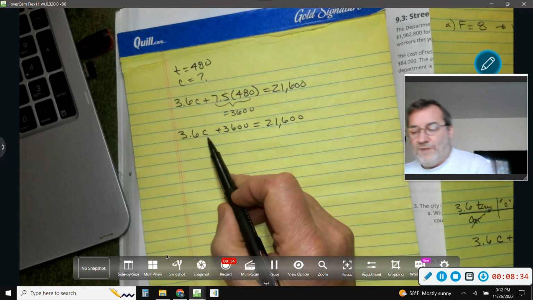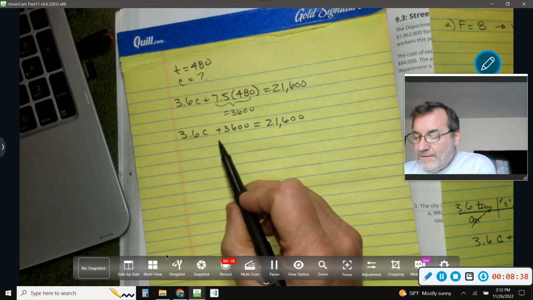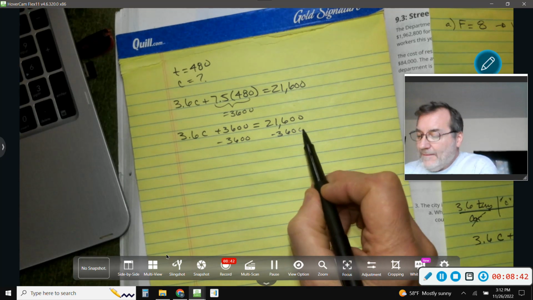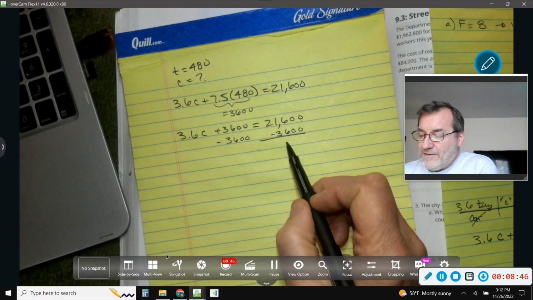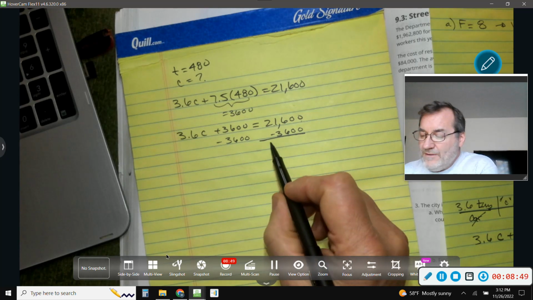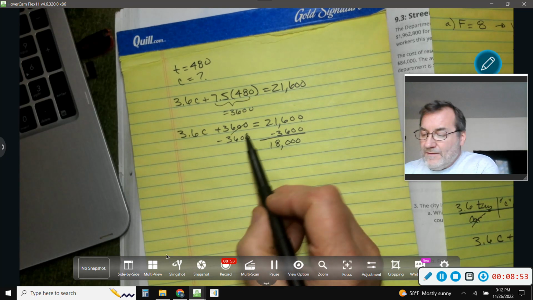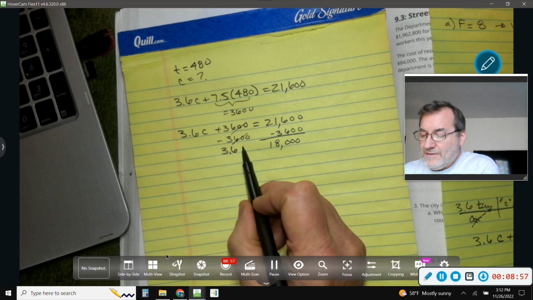Again, I'm trying to solve for C, so I first have to get rid of the stuff I can get rid of with addition and subtraction. So subtract 3,600 off of each side. And you can do the math here in your head. 6 minus 6 is 0. 21 minus 3 is 18, so you just have 18,000. These cancel, and the only thing you have left on this side is 3.6C.